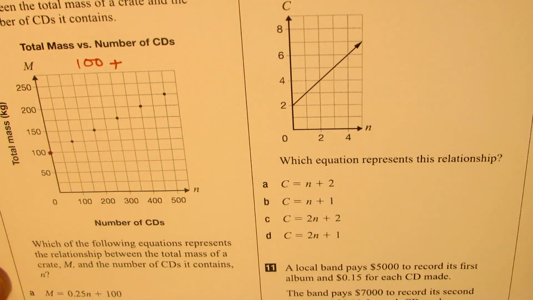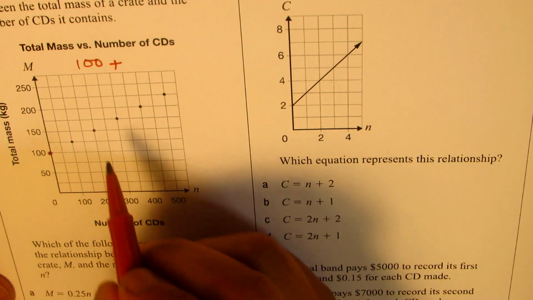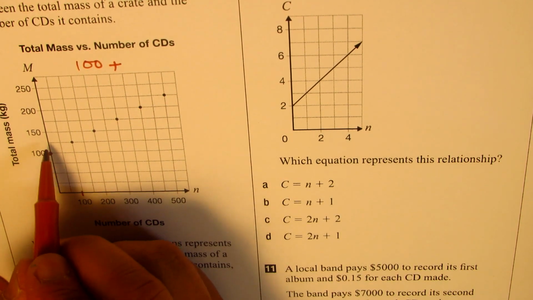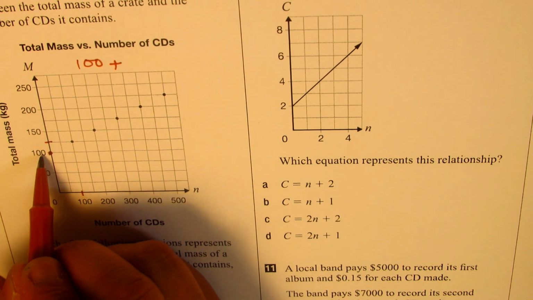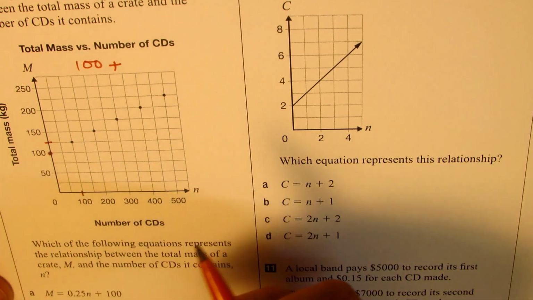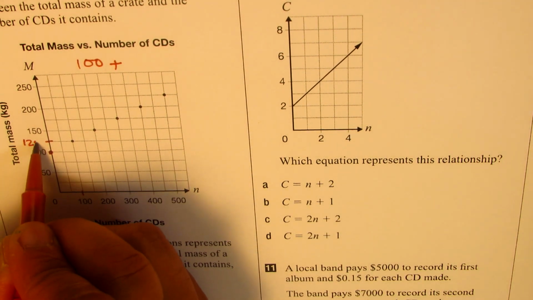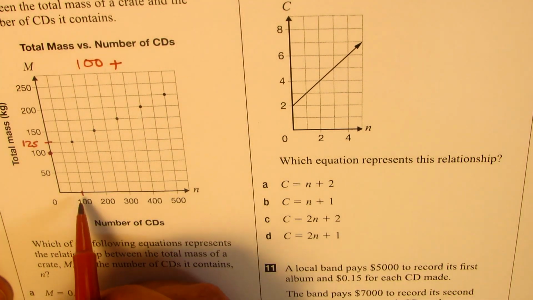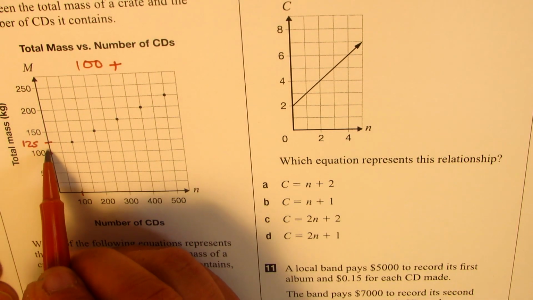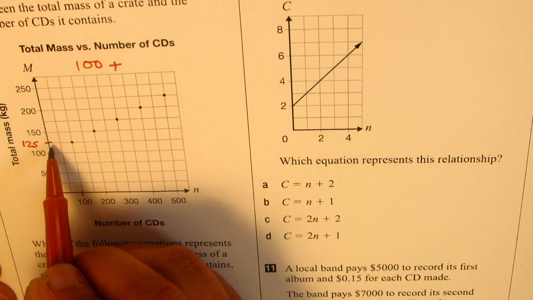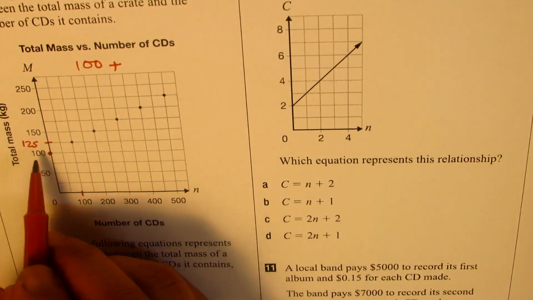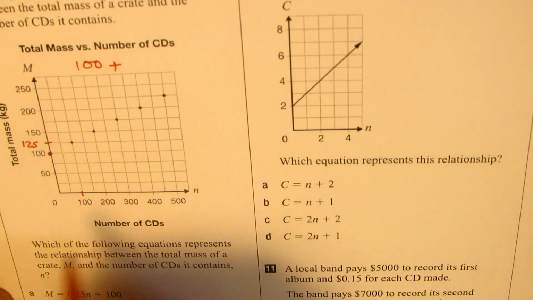Now cost of each CD is rate of change. So when I'm adding 100 CDs, the mass added is 25, right? This is 125. Is that clear? So 125 is the mass added, right? When we are adding 100 CDs. So we can find the rate, or M in this case.